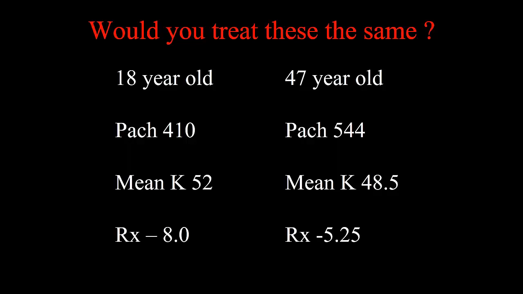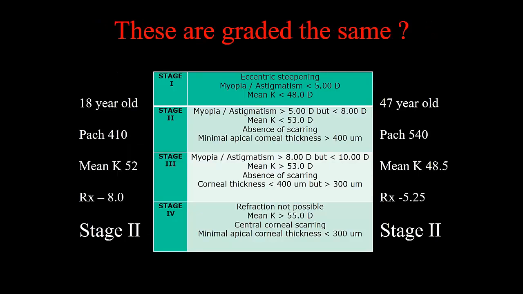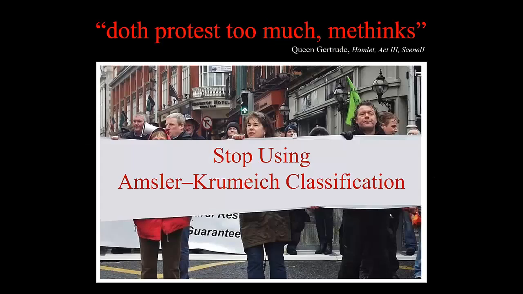The reason is, here's an example. Here are 2 patients. The one on the left is an 18-year-old with a PAC of 410, a mean K of 52, and an RX of -8. The patient on the right is 47 with a PAC of 544, a mean K of 48.5, and an RX of -1.25. These 2 patients are dramatically different. Most of us would approach these patients dramatically differently. They are staged identical on Amsler-Krumeich. They're both stage 2. This is a meaningless, useless classification system.